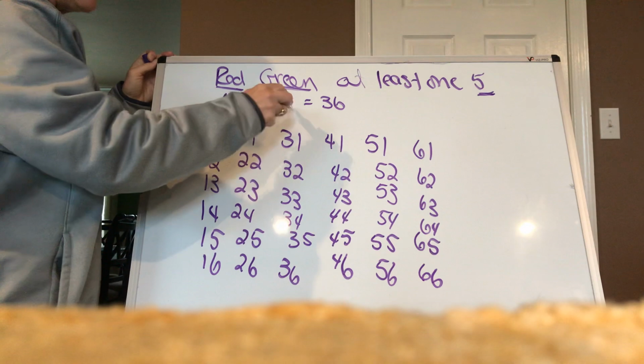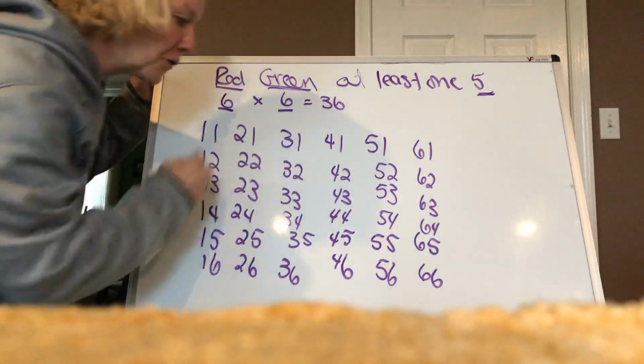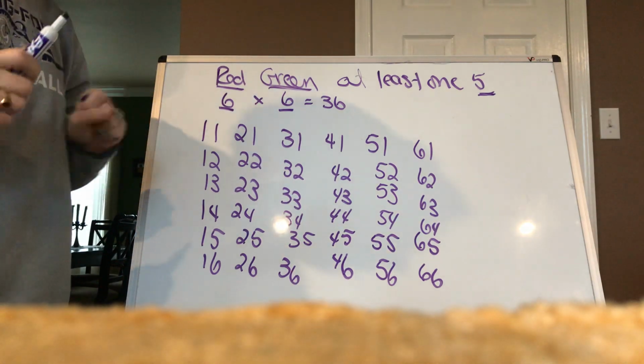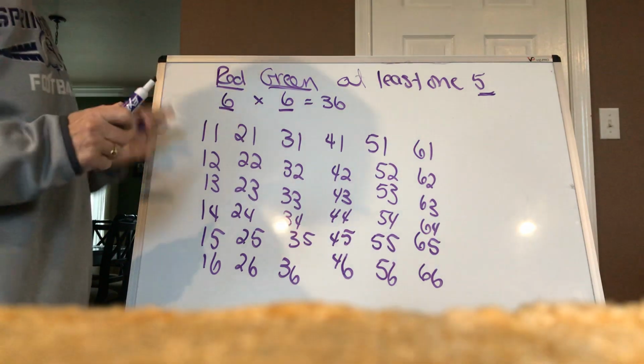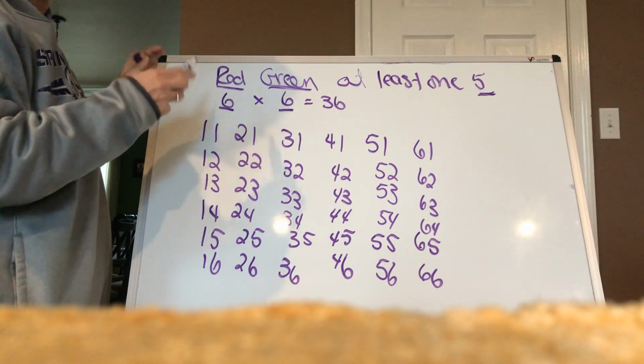That's where you can just do the math. 6 times 6 is 36. There are 36 possible outcomes, okay? That's all the outcomes. You can always just multiply how many outcomes you have on all your events.